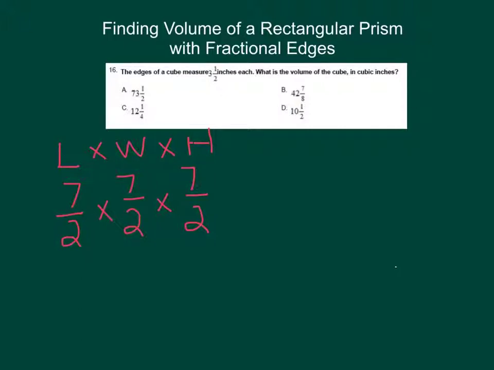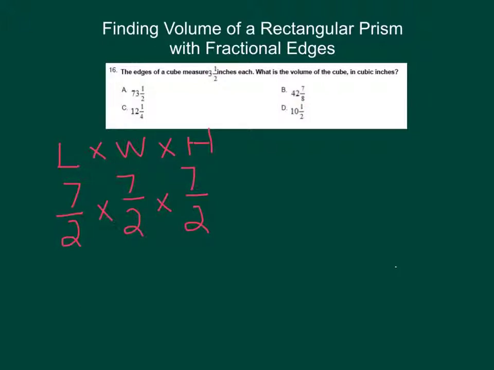So now, instead of having 3.5 times 3.5 times 3.5, I have 7 halves times 7 halves times 7 halves. And that's what you want to do. You want to get rid of any mixed numbers. So you make your fractions improper, and then you're going to do your multiplication.